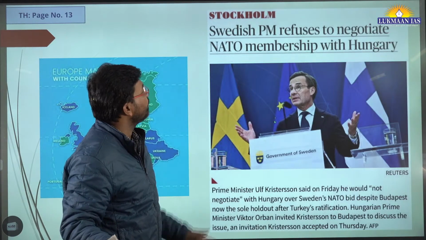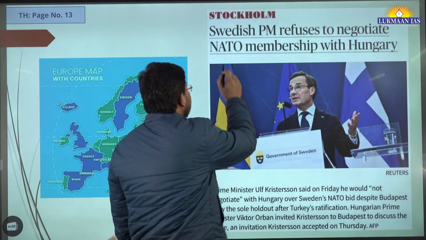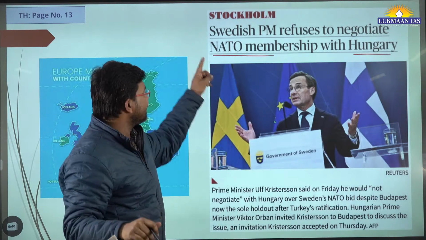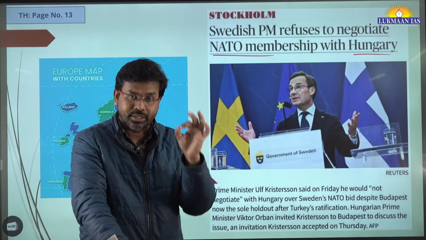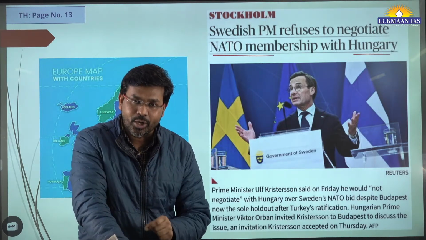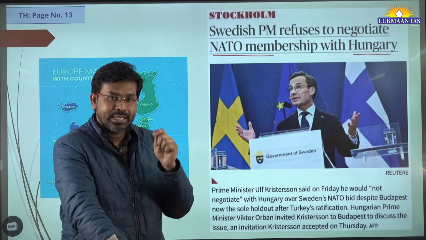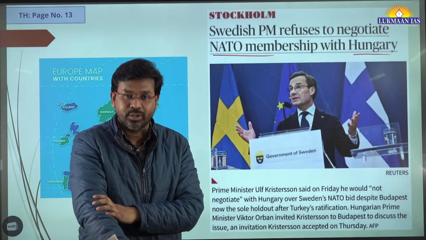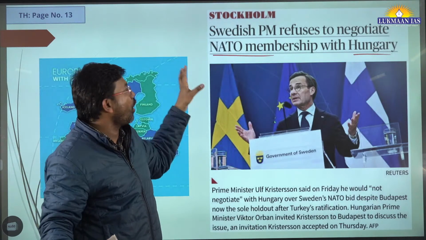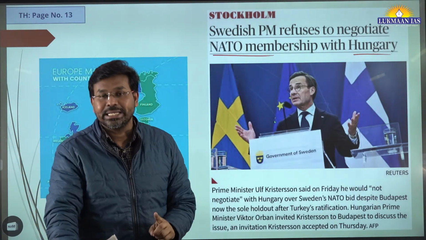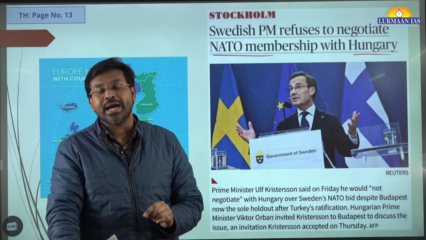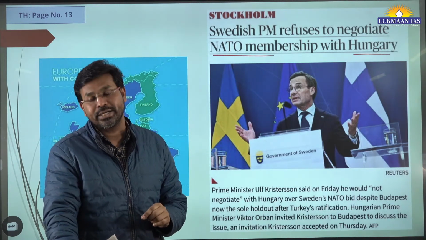It says Swedish PM refuses to negotiate NATO membership with Hungary. Now let us understand. NATO stands for North Atlantic Treaty Organization. It is a security organization, a security grouping. In this organization, there are 31 member countries. Recently Finland has joined as the 31st country of NATO, and it has been set up under the Washington Treaty. It does have an article known as Article 5 of the Washington Treaty.